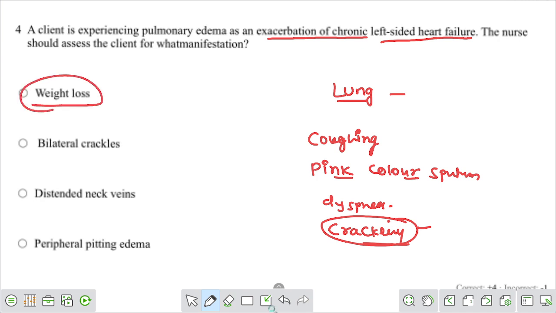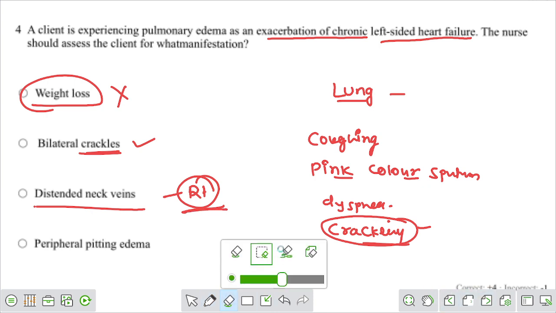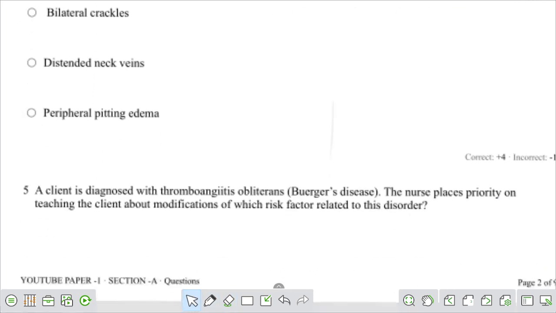So weight loss is not a sign or symptom of heart failure, because in heart failure there is an accumulation of extra fluid in your body. If extra fluid accumulates in your body, then there is an increase in weight, not a reduction. So the right answer is weight gain, not weight loss. Bilateral crackling sounds are seen. Distended neck veins are a sign especially for right-sided heart failure, not for left-sided heart failure. So I hope you understood this question, that the examiner asked about left-sided heart failure. So here the answer is bilateral crackling sounds.